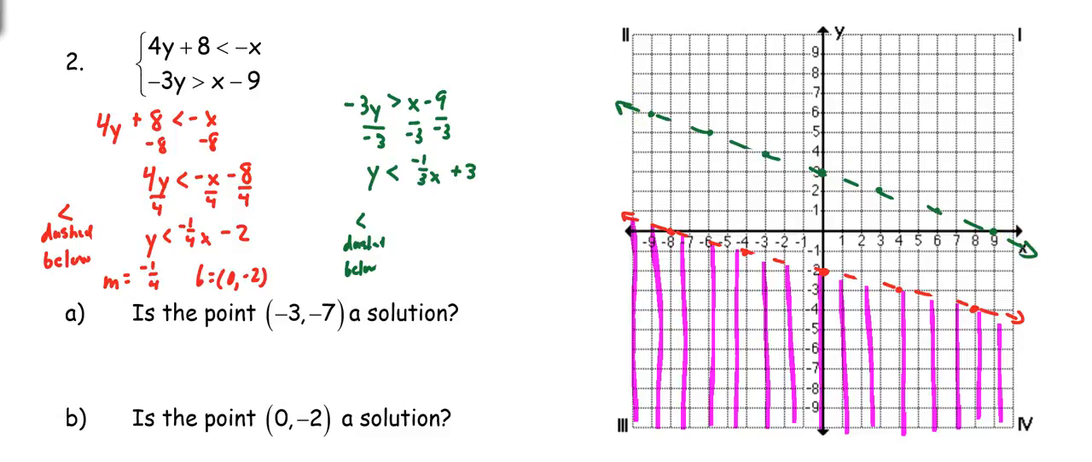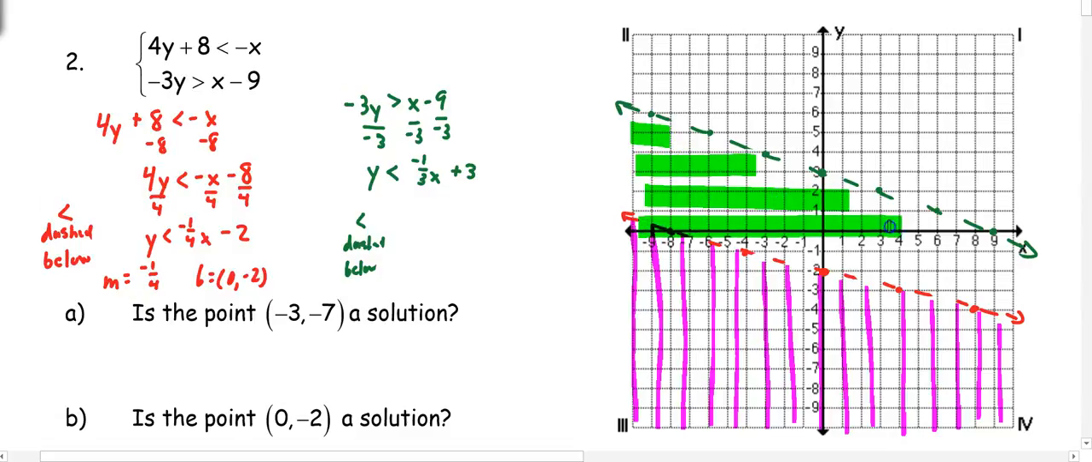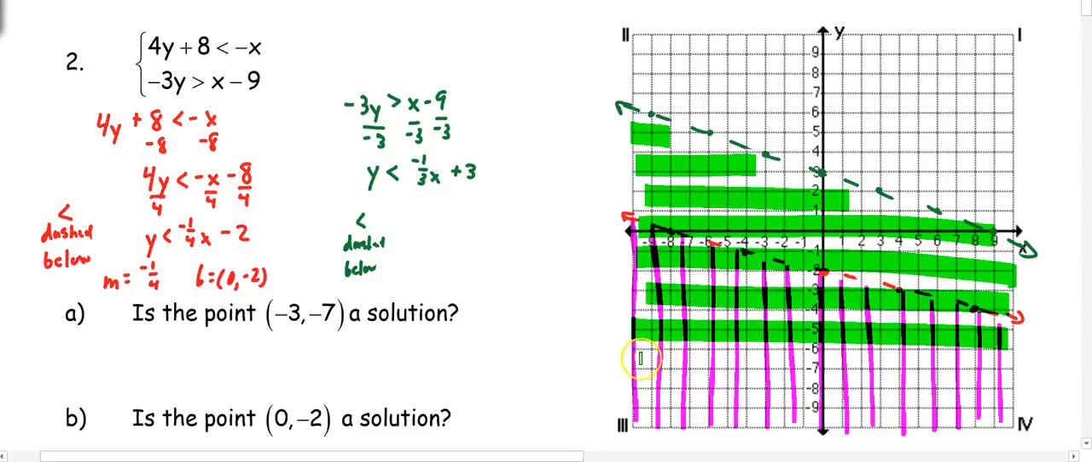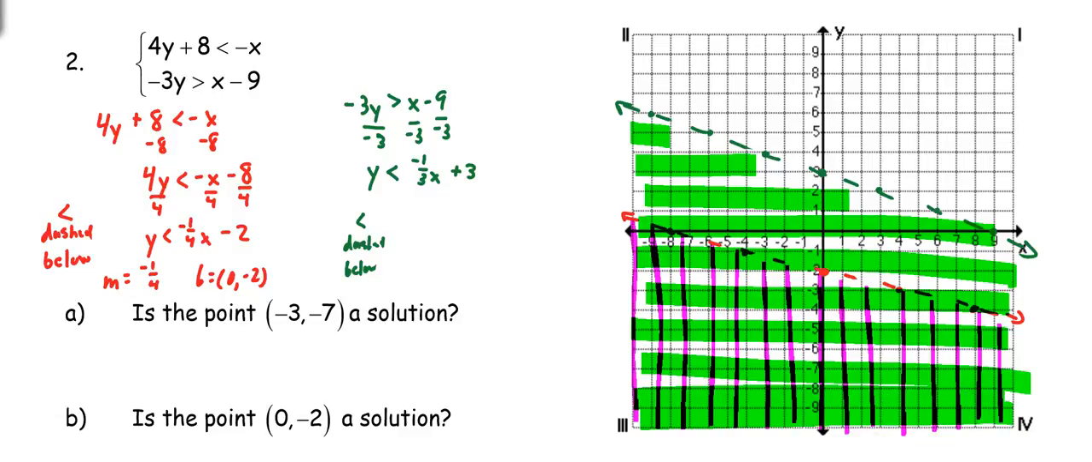And then I'm going to shade below my graph. And we can start to see as we get a little bit lower where our overlapping region is. So is negative 3, negative 7 a solution? We're going to go to negative 3, negative 7, place a dot. That's in the overlapping shaded region. So yes, this is a solution.